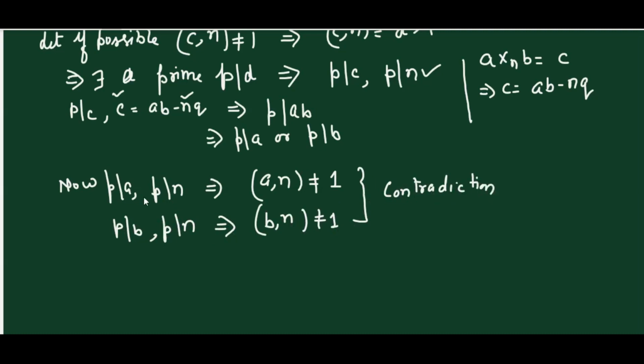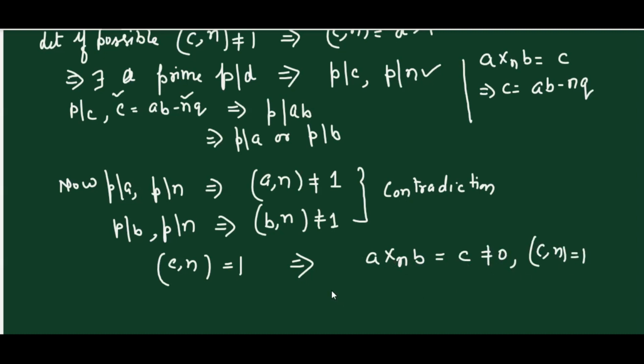Why do we arrive at a contradiction? Because we assumed that C and N are not co-prime. So therefore C and N must be co-prime to each other. This implies that if you compose A and B, the result is C, and C is non-zero, and C and N are co-prime. Therefore, we may say that very surely this combination belongs to the set Zn cross. So this establishes the closure property.